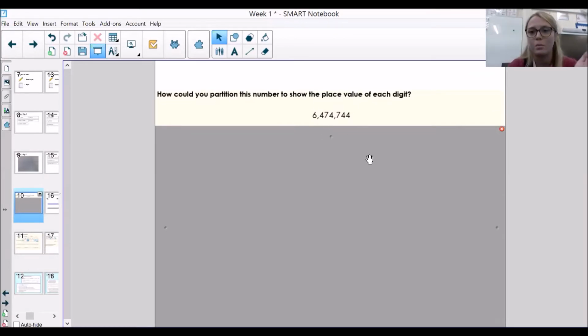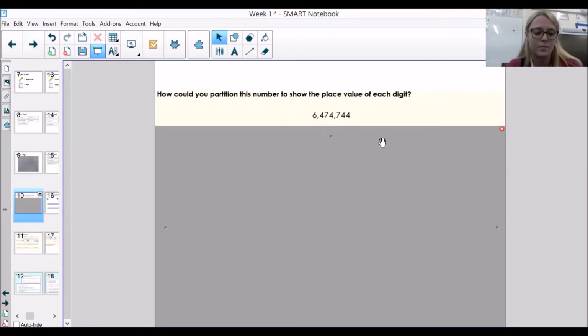So we've got, for this one, 6,474,744. So remembering our place value columns from yesterday. Okay, making sure. So 6,474,744. Okay, so if I was partitioning this number out, we want to look at each digit separately and then write it as a number and it will form an addition sentence.